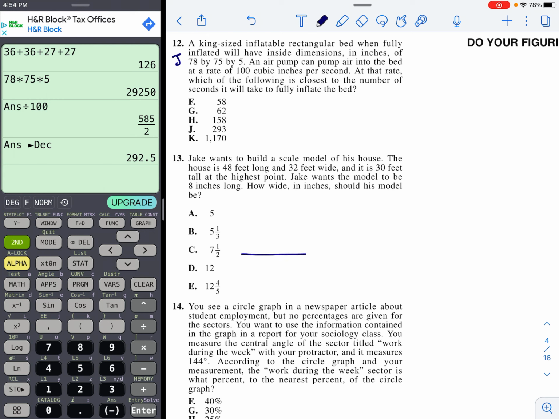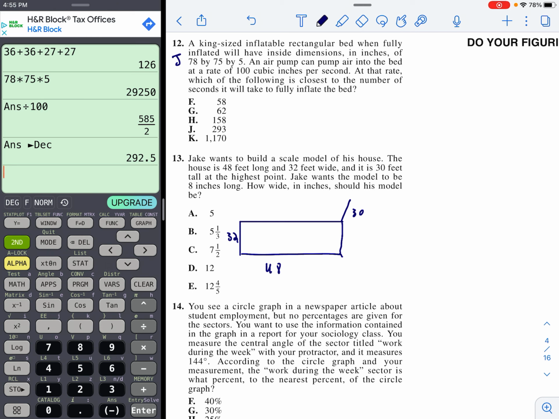Number 13, Jake wants to build a scale model of his house. The house is 48 feet long and 32 feet wide, 48, 32, and it's 3D, it's going to go up. 48, 32, and let's just say here it goes up like that by 30. He wants the model to be 8 inches long.